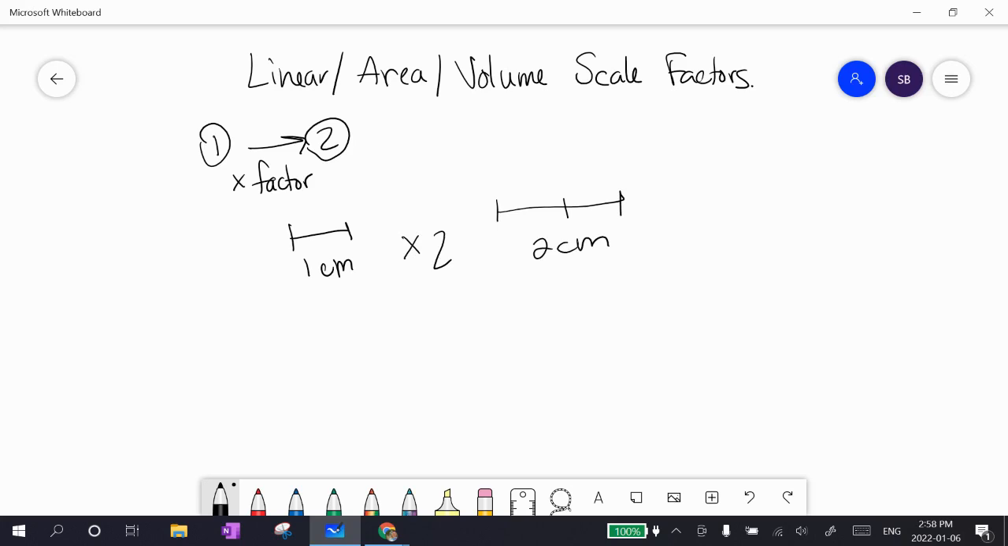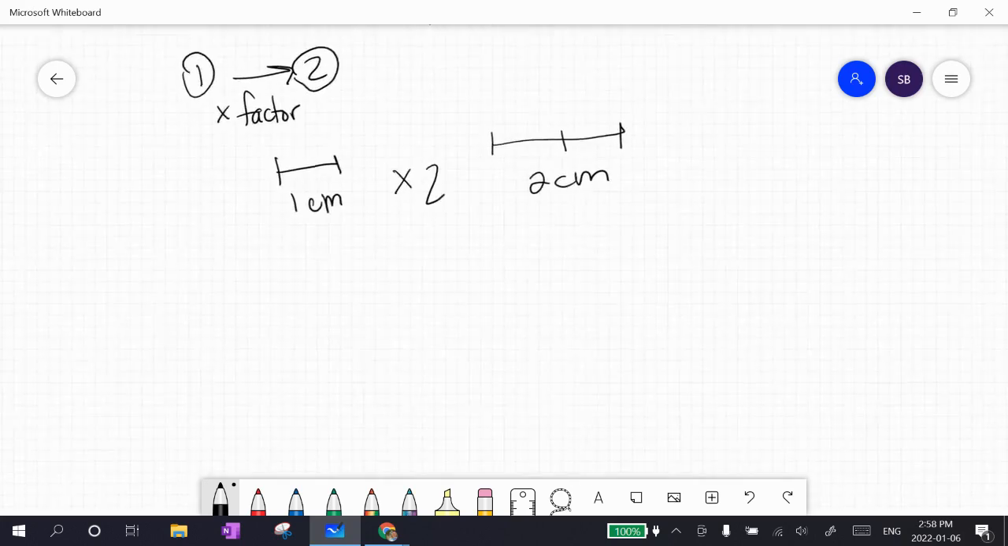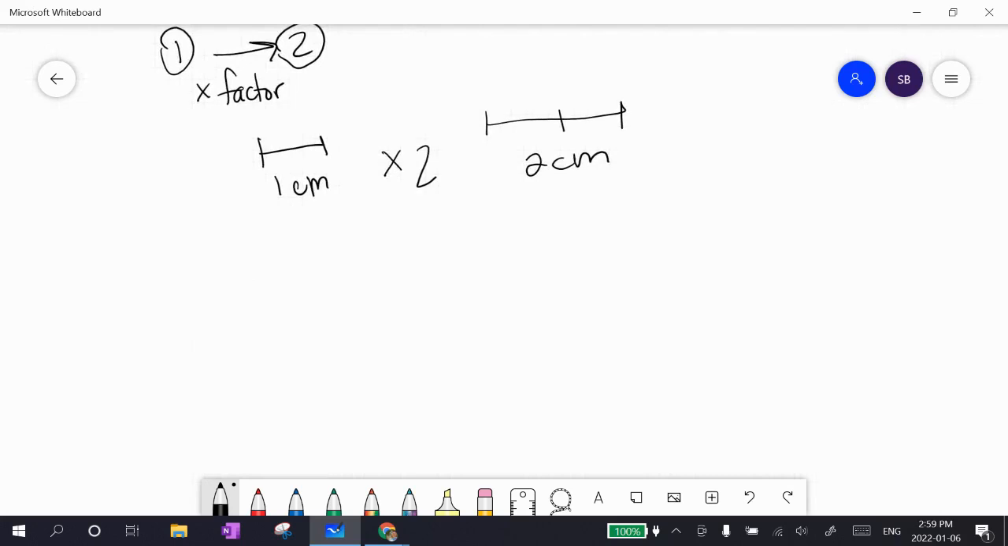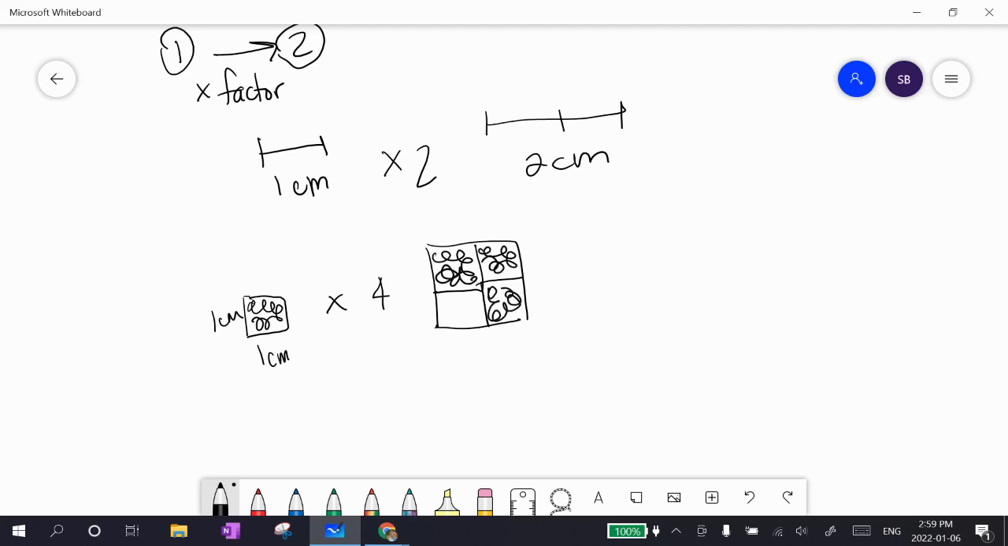Same thing for area. If we have an area, all of this in here, 1 centimeter by 1 centimeter, we multiply that by, let's say, 4. We're now going to have 1, 2, 3, 4 centimeters squared.